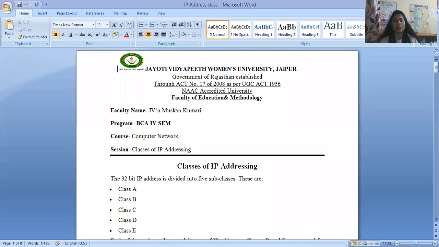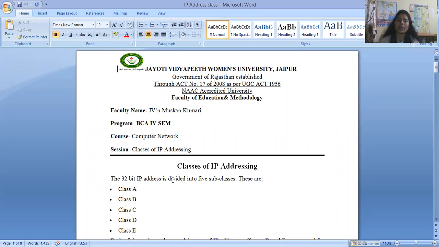So here are the basic classes of IP address. You will know that an IP address is 32 bits in which there are 4 octets. Each octet contains 8 bits, and the 4 octets contain a total of 32 bits.